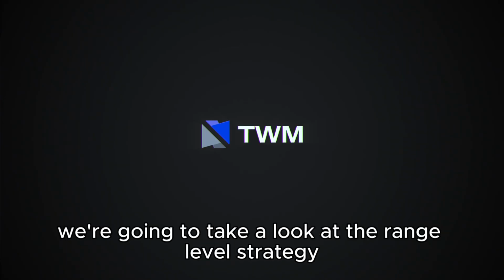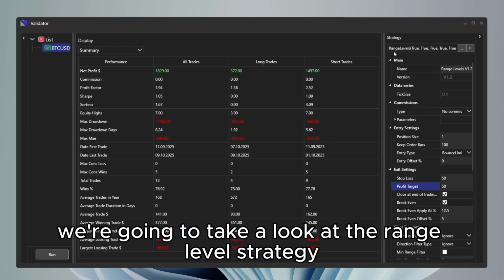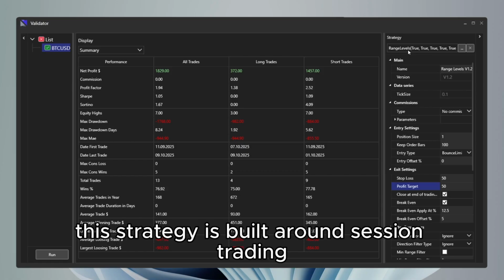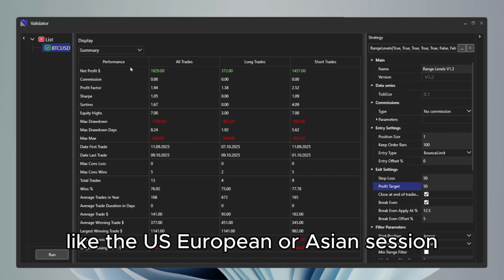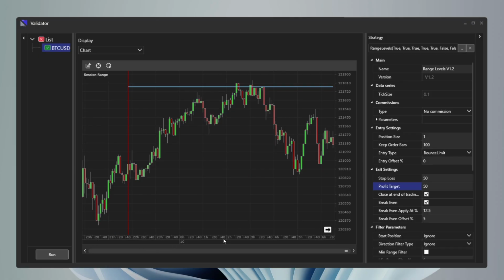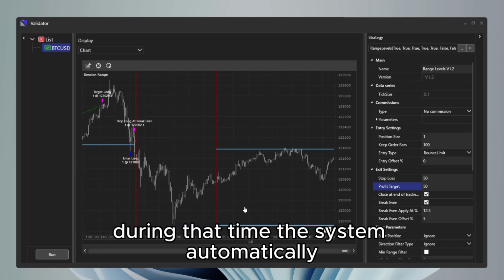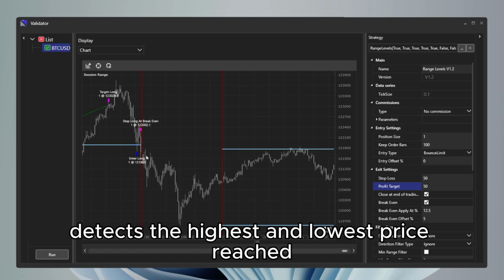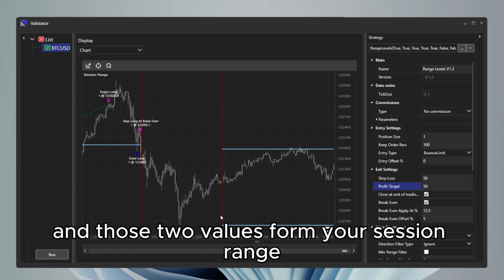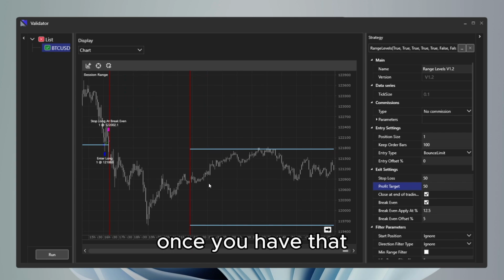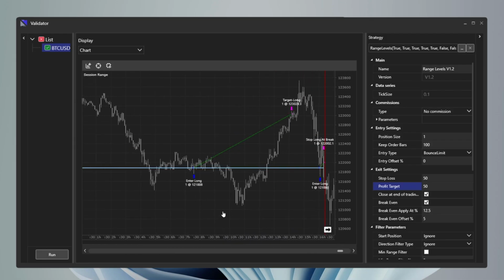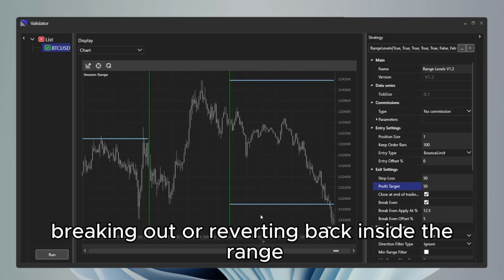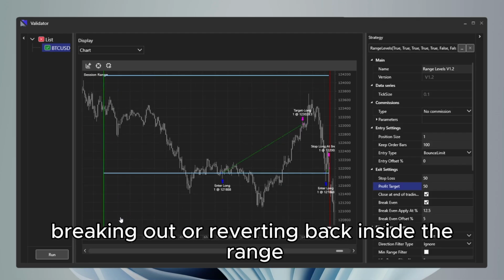In this video, we're going to take a look at the range level strategy inside TWM. This strategy is built around session trading. It focuses on specific time windows during the day, like the US, European, or Asian session. During that time, the system automatically detects the highest and lowest price reached, and those two values form your session range. Once you have that, the strategy allows you to trade when price interacts with those boundaries, whether it's bouncing, breaking out, or reverting back inside the range.